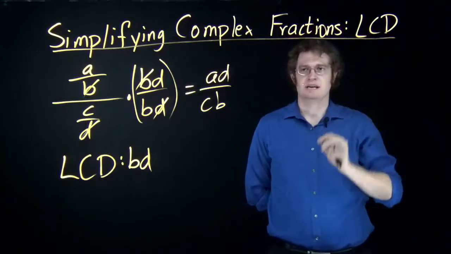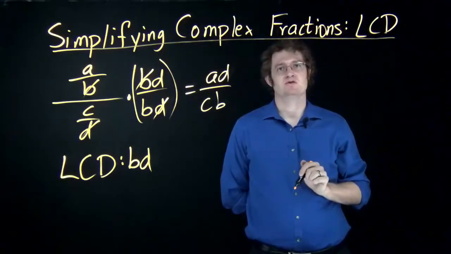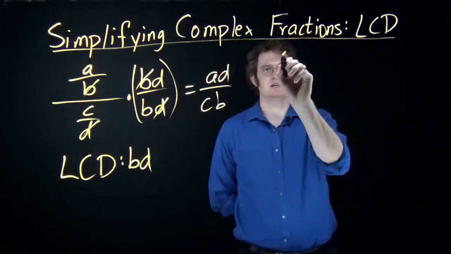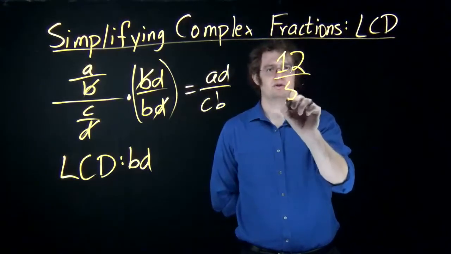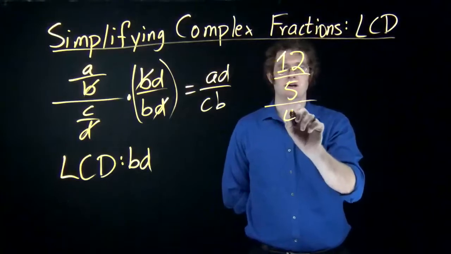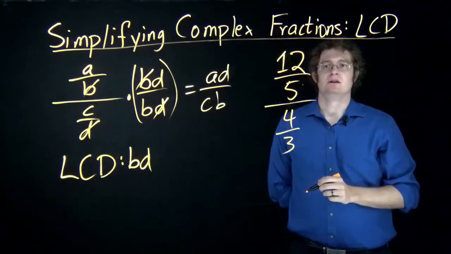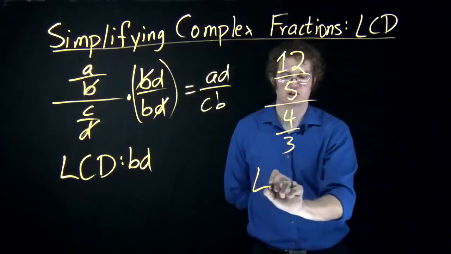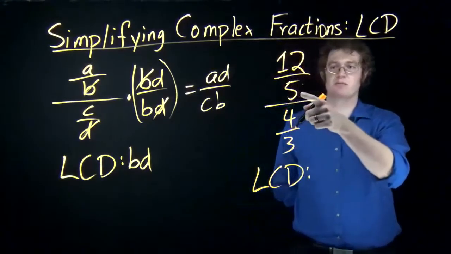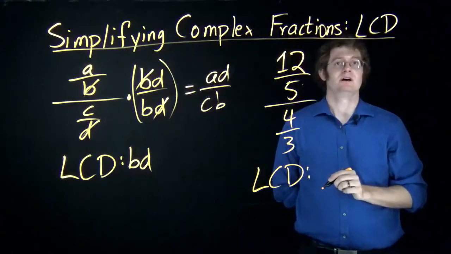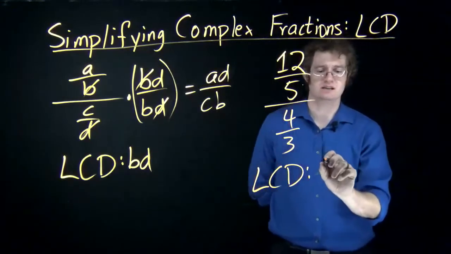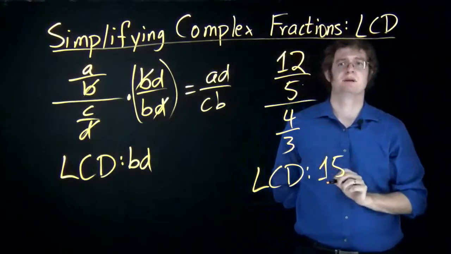So how does that work if we want to do this with some numbers? Well, let's take an example. Maybe I'll do 12 over 5 divided by 4 over 3, let's say. Well, I want to find my least common denominator, just like we did before. What is the least common denominator of 5 and 3? Well, the least common denominator of 5 and 3 is 15.